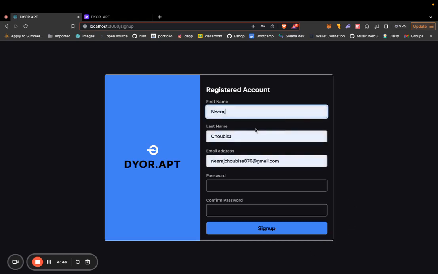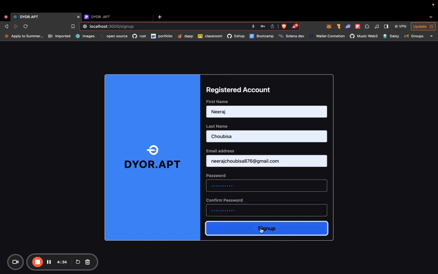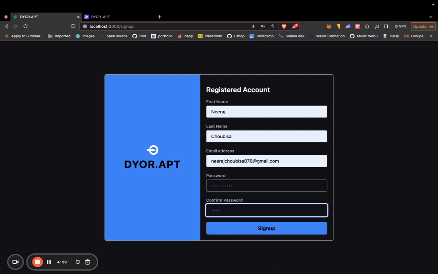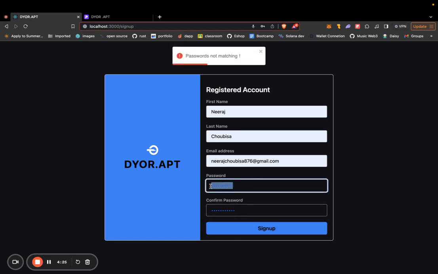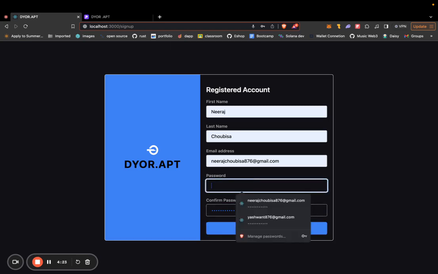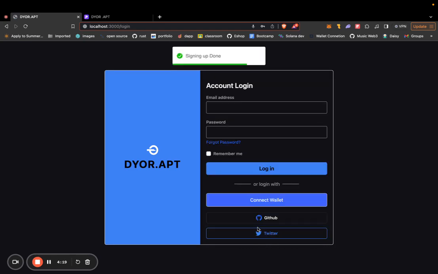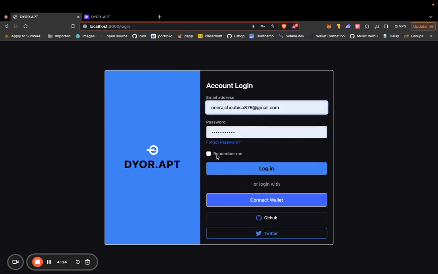You have to register first: enter first name, last name, then email address. Then you have to give a secure password. Register yourself. Yes, the password is not matching. So it's sign up. Then we have to log in with our credentials.